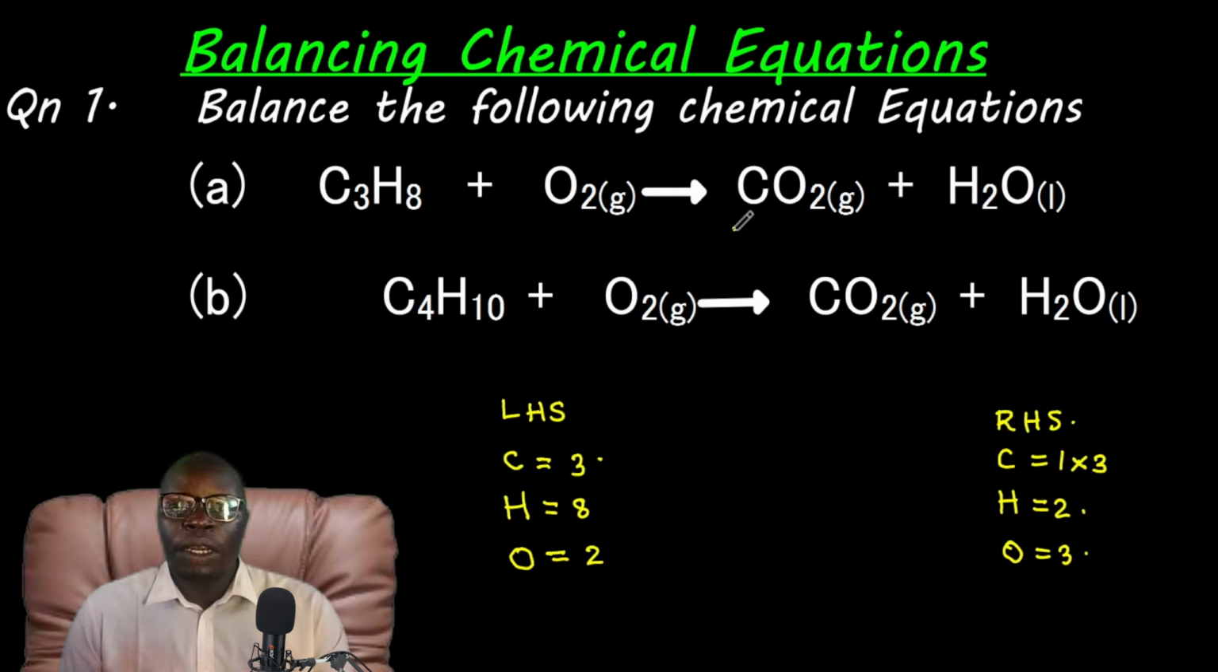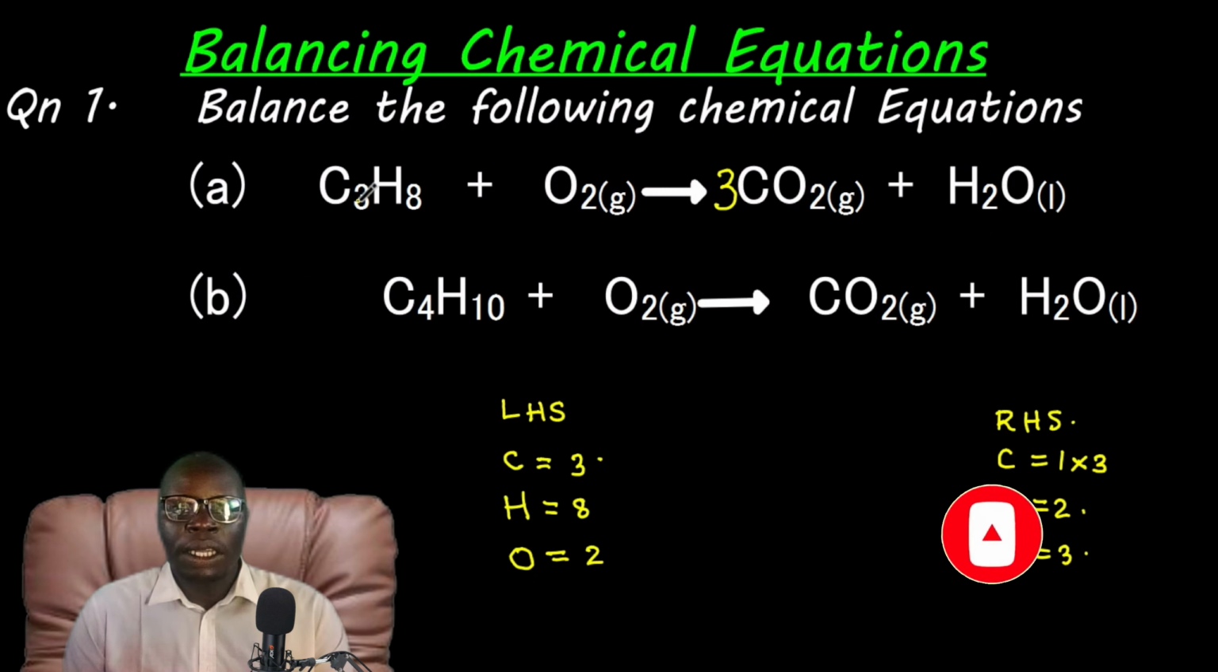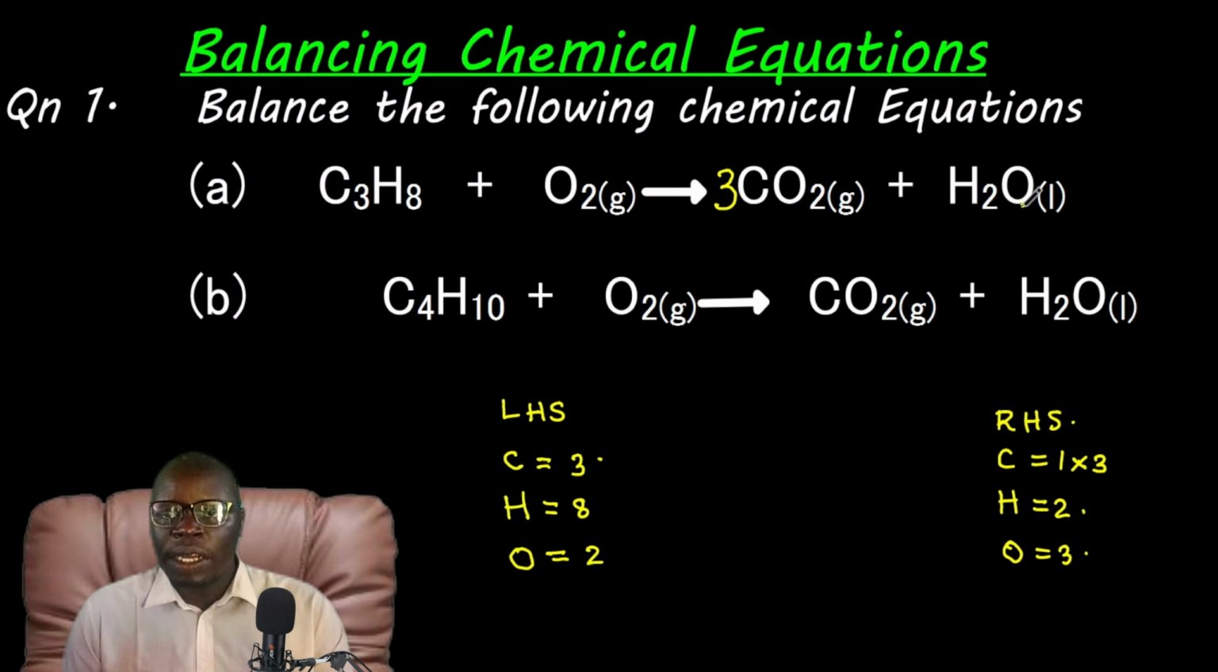So here we can place 3 before carbon dioxide, and this carbon dioxide will alter the number of atoms of oxygen. So before we move on, let us see that carbon is already balanced, and the number of oxygen on the right hand side has increased to 3 times 2, making 6, plus 1, now 7. So this one has gone to 7 instead of 3.